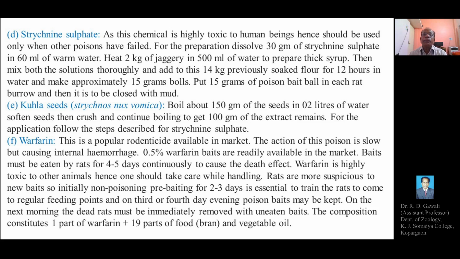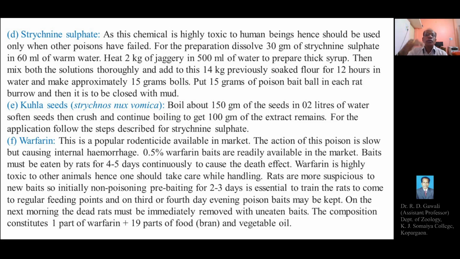For the preparation, dissolve 30 gram of strychnine sulfate in 60 ml of warm water. Then heat 2 kilogram of jaggery in 500 ml of water to prepare a thick syrup. Then mix these two solutions, that is 30 gram of strychnine sulfate dissolved in 60 ml of warm water, this is the first solution, and the second one, the 2 kilogram of jaggery in 500 ml of water to prepare this thick syrup.